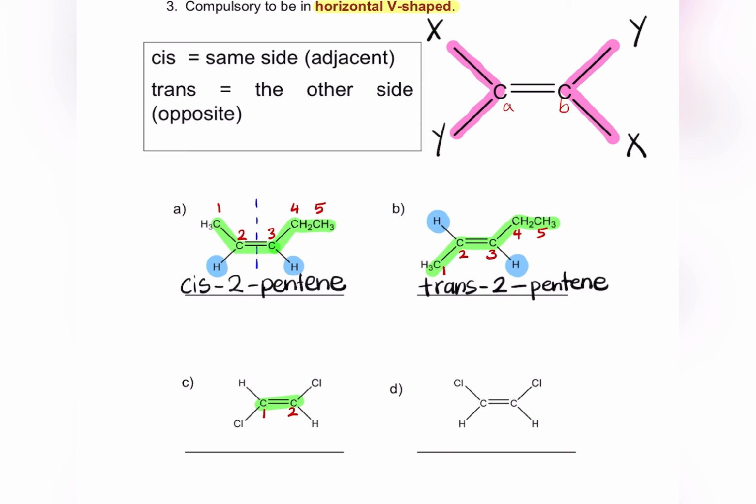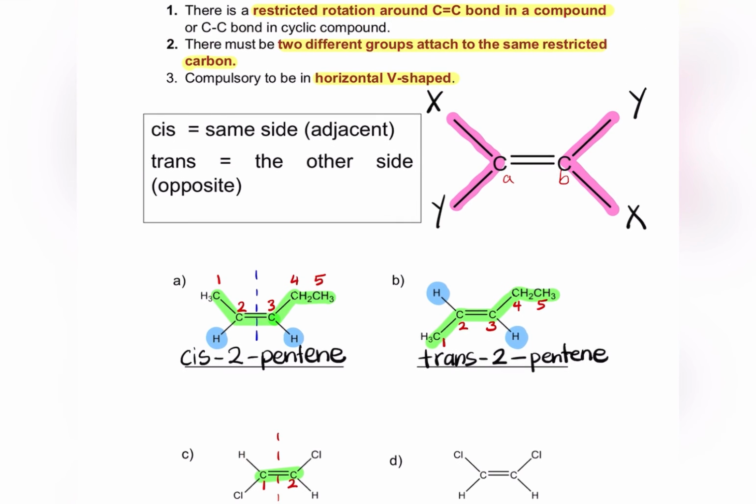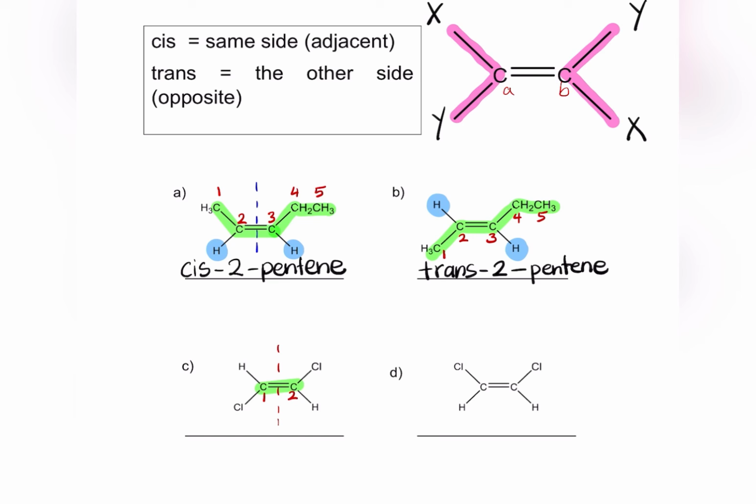And what's next? If you split between these 2 carbons, you can see that for carbon number 1, you got different groups or atoms. You got Cl and hydrogen. So yes, it obeys rule number 2 here. And then what's next? Carbon number 2, I got hydrogen and chlorine. So chlorine here with hydrogen here is also different. So yes, it obeys rule number 2. And then the structure is in V shape.